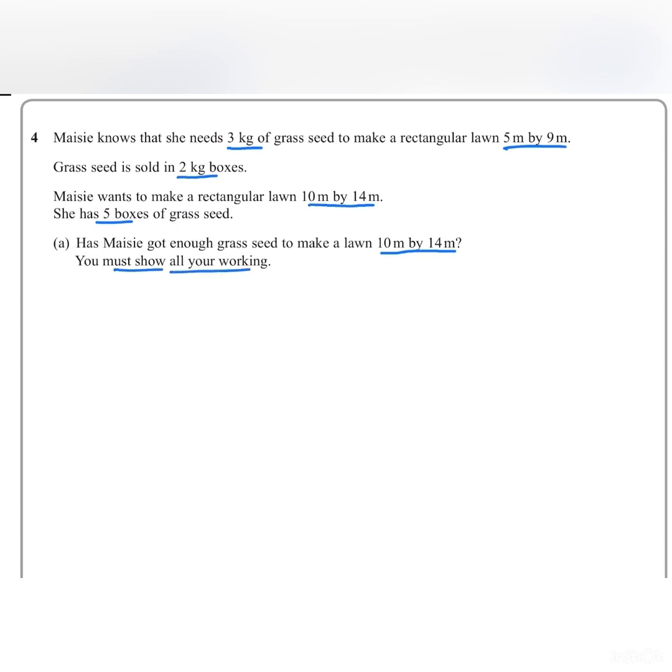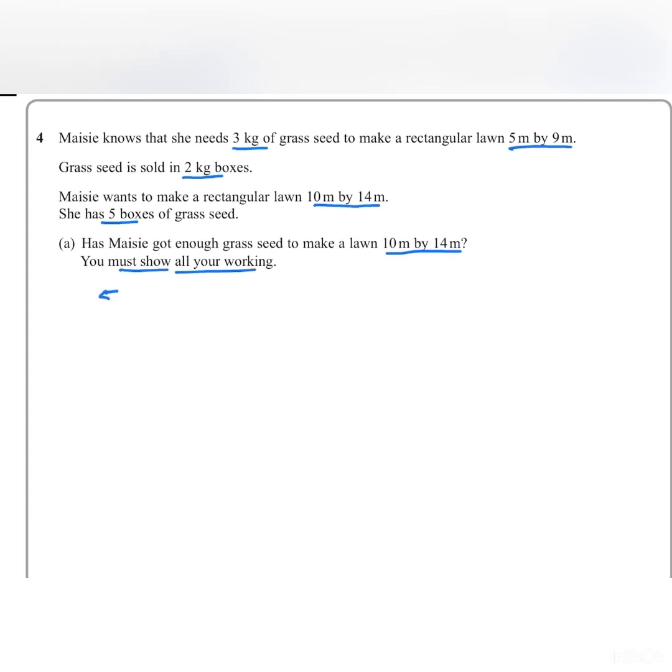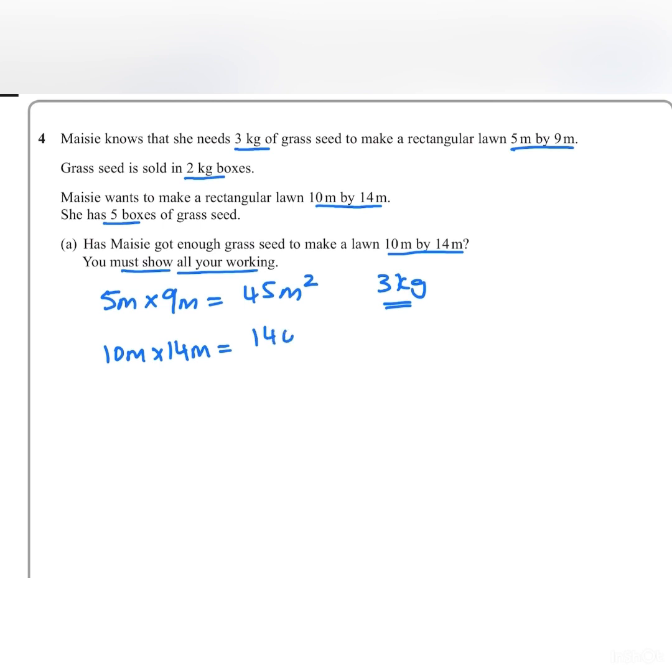Okay, first I'm going to work out the area of the lawn that she can cover using 3 kilograms of grass seed. That is 45 meters squared, and 3 kilograms of grass seed covers that. Then the lawn that she wants to make is 10 meters times 14 meters, and that's 140 meters squared. If I divide this area by 45, I get 3.111 recurring.